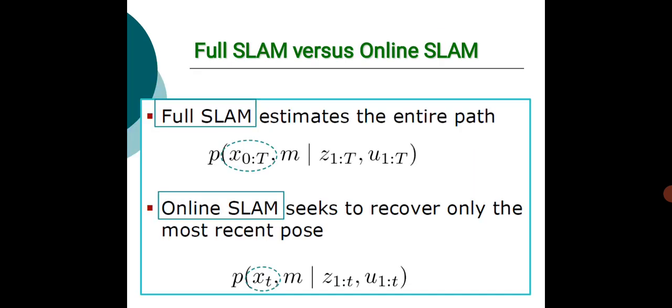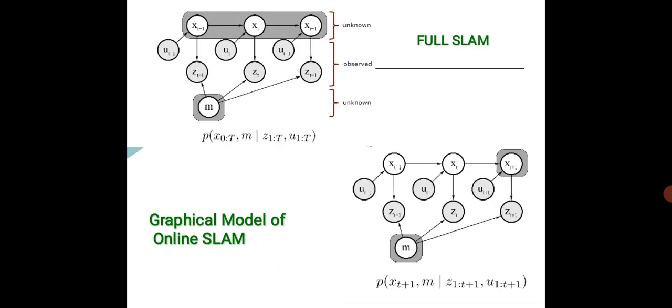We have two types of SLAM, called full SLAM and online SLAM. Full SLAM will estimate the entire path, and online SLAM will estimate only the most recent pose. You could see in the probability distribution that in the first case it is given as x0 to capital T, which takes the entire path, whereas in the second case you could see p of xt, which represents only the current pose. So this is the graphical model of full SLAM and online SLAM.